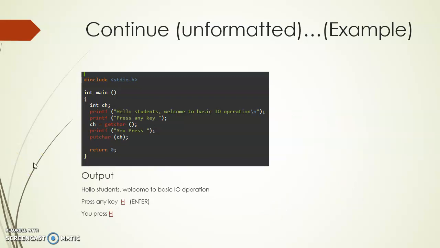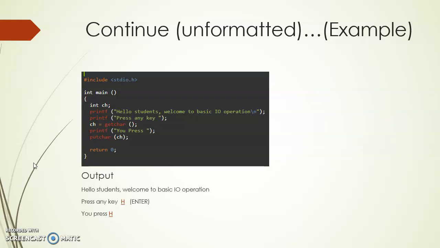So here we see an example of basic input-output functions. putchar and getchar functions are used here. getchar takes a value from the keyboard and assigns it to a variable of character data type. We already declared a variable that is not of character data type, that is of integer data type. And we see that ch equals getchar.